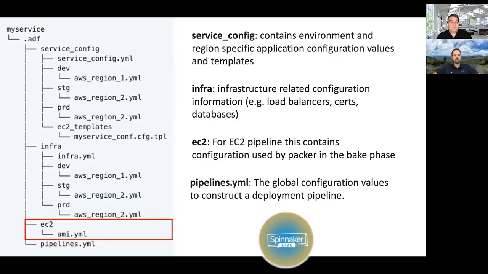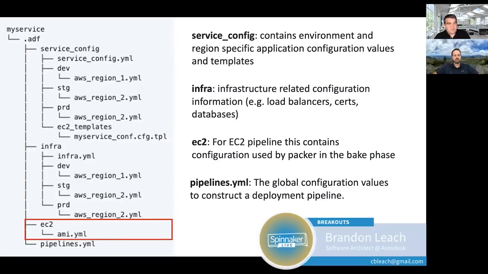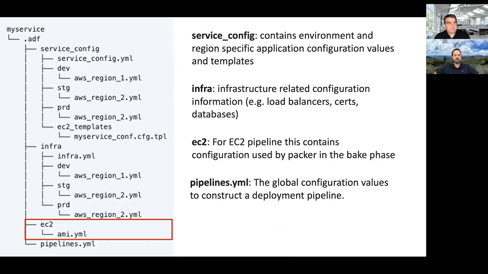So all the examples I'm using here in the ADF are for our VM or EC2 pipeline. The EC2 section contains all of the stuff needed by Packer in the bake step of your pipeline. And then pipeline.yaml contains the release requirements for your services that are fed into a pipeline template and used to create your Spinnaker pipeline.